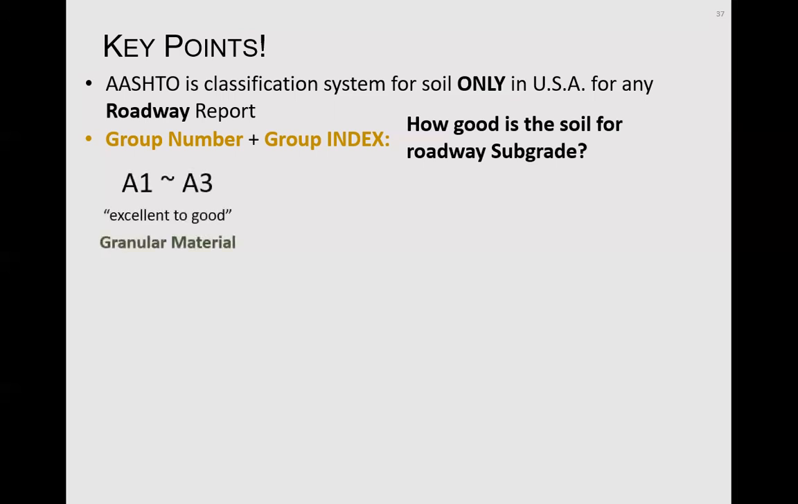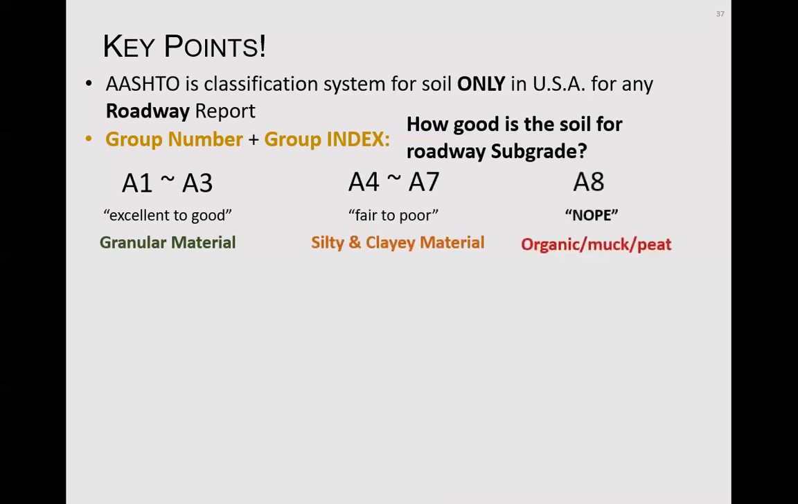But just to recap, remember A1 through A3. This is for granular material. This is our good stuff for subgrade. If you have it at your site and they're building a highway nearby, and you're a farmer and own a bunch of land, then you can make a bunch of money because they're going to need that soil. A4 to A7, fair to poor, still acceptable. But our A8 is nope. We cannot use that stuff at all.